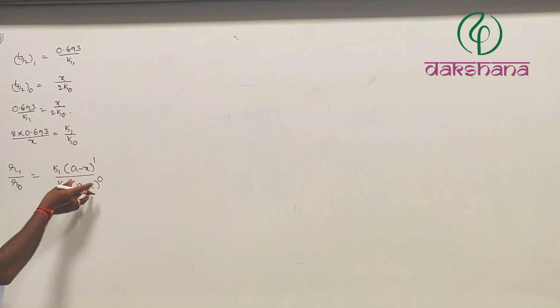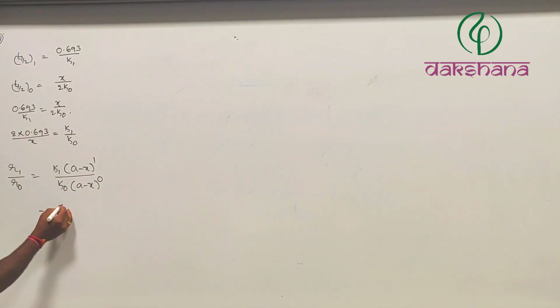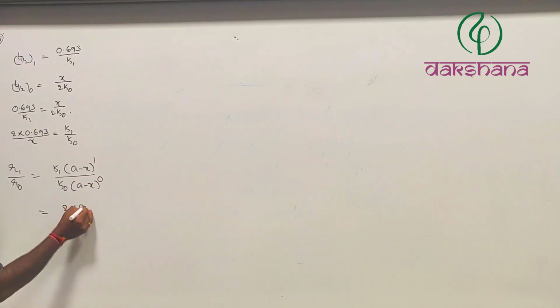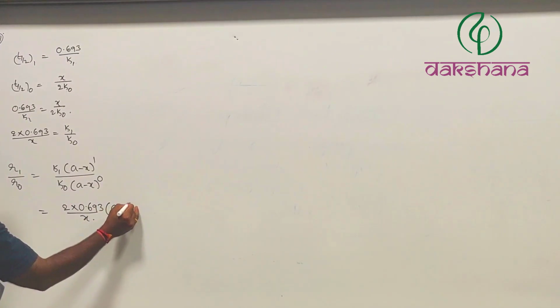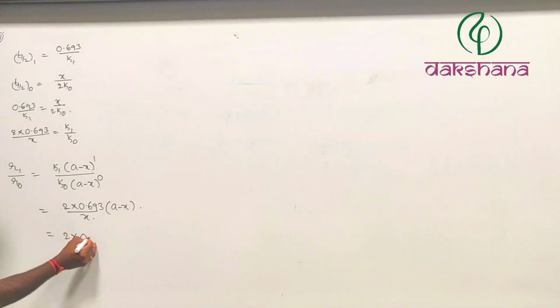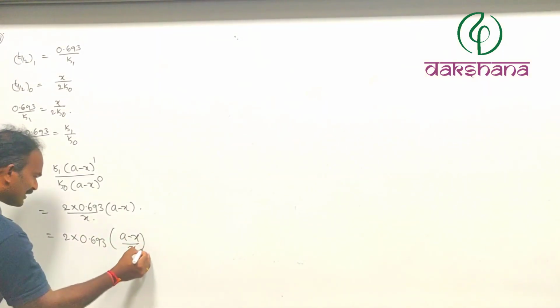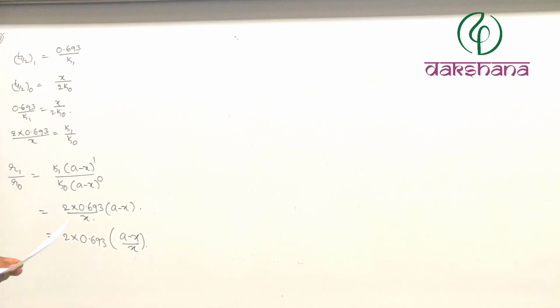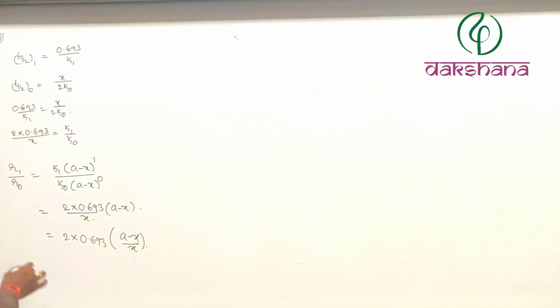Now, as we know this value, that is K1 divided by K naught, is equal to 2 into 0.693 divided by x into (A minus x). Therefore, this value is going to be 2 into 0.693 into (A minus x) divided by x. So the nearest answer is going to be option B.